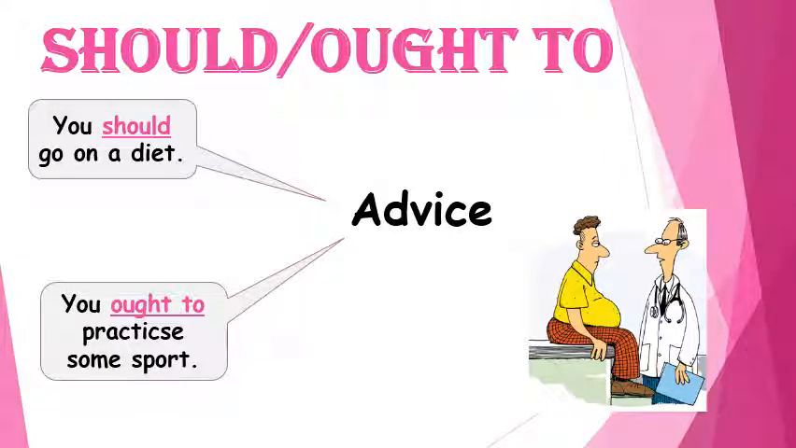You should go on a diet. And he can say to him, you ought to practice some sport, because the guy here is suffering from what? From obesity, so he is obese. That's why the doctor gave him the following pieces of advice. You should go on a diet. You ought to practice some sport.